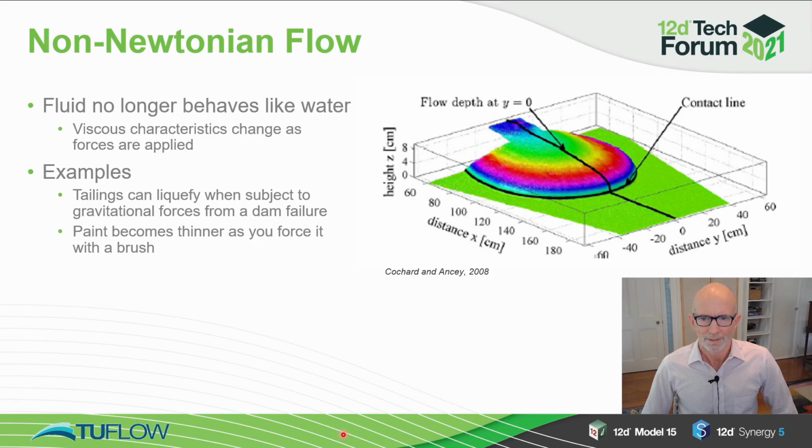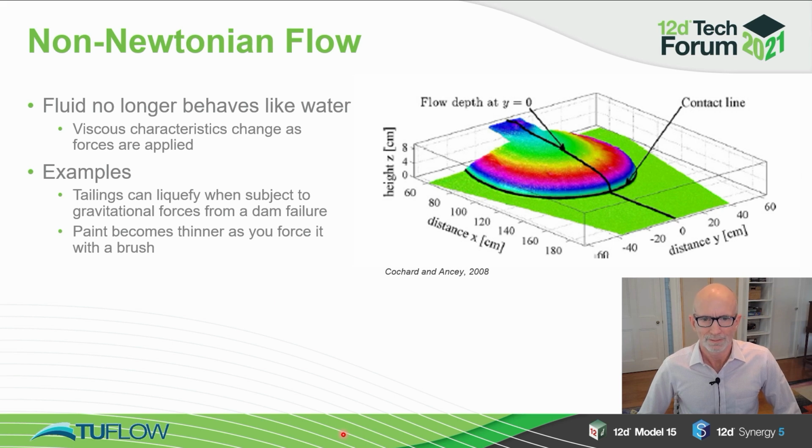So let's have a look at a few other things that have been happening in TUFLOW world in recent times. So, non-Newtonian flow. This one is interesting because it's something a lot of people really don't even know about. Basically, it's what happens when a fluid's viscous characteristics change due to the forces applied. This doesn't happen to water, but it happens to lots of other liquids. By applying forces to it, suddenly its viscosity starts to change. They become more like a slurry, or they might even become thinner. So some really weird and wonderful things start happening.